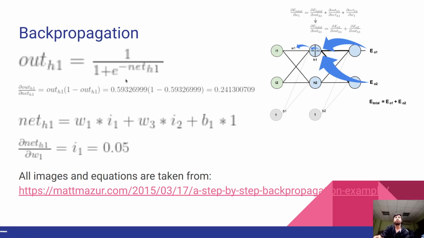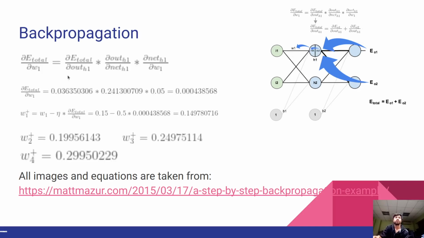So, if we put all this together, we got the derivative of E total with respect to out H1, then we have to find out H1 with respect to net H1, then we have to find net H1 with respect to W1. So, if we put all these three together, so this is the partial derivative up to out H1. So this one is the value we are putting here. With respect to the sigmoid, this is the partial derivative, and with respect to the before activation, with respect to W1, this is the 0.05. So this is the final value, partial derivative of E total with respect to W1. Okay. So this is the value.